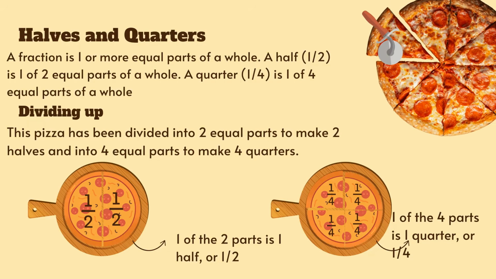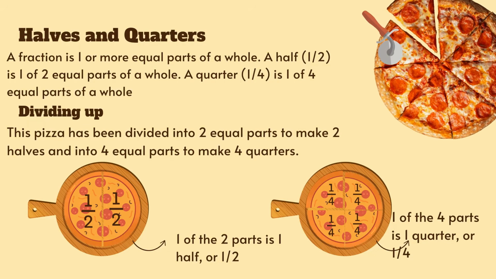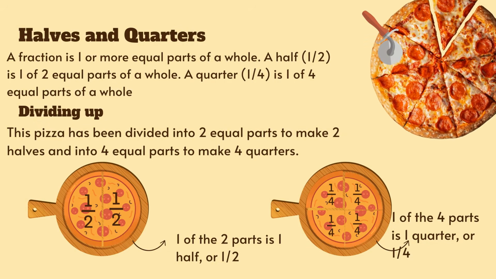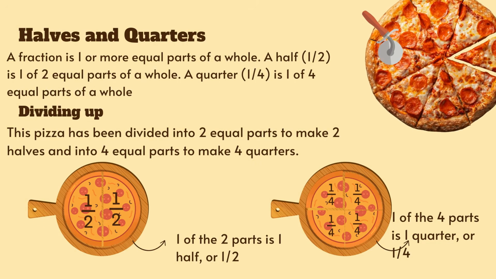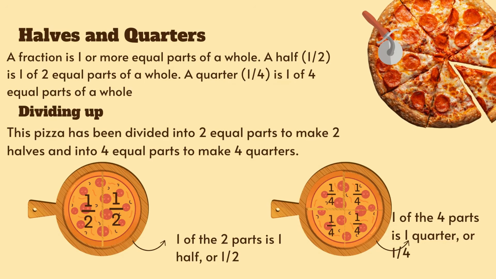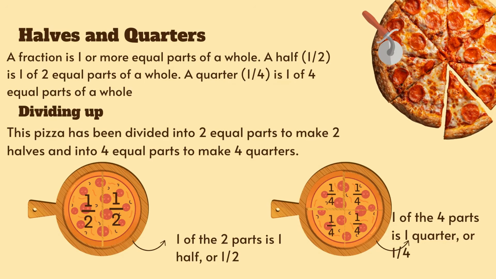Halves and quarters. A fraction is 1 or more equal parts of a whole. A half is 1 of 2 equal parts of a whole. A quarter is 1 of 4 equal parts of a whole. Dividing up. This pizza has been divided into 2 equal parts to make 2 halves and 4 equal parts to make 4 quarters.